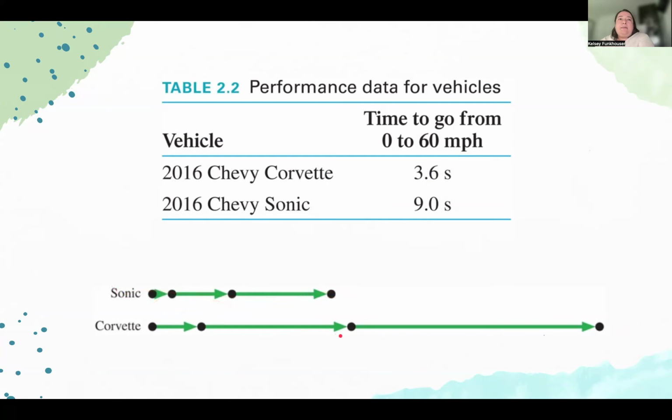In the same amount of time that it takes the Corvette to get all the way up to 60 miles per hour, we can see that the Sonic did not get nearly as far, and its velocity vector is much smaller. But what is happening here is the rate of change of the velocity is different between both of these.